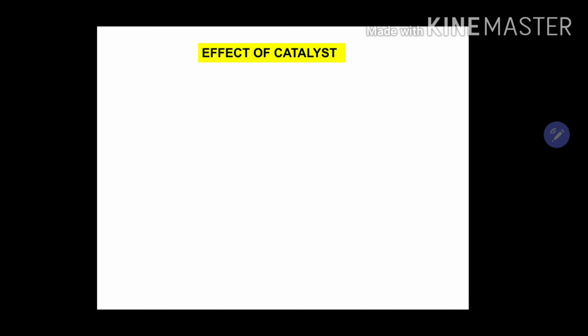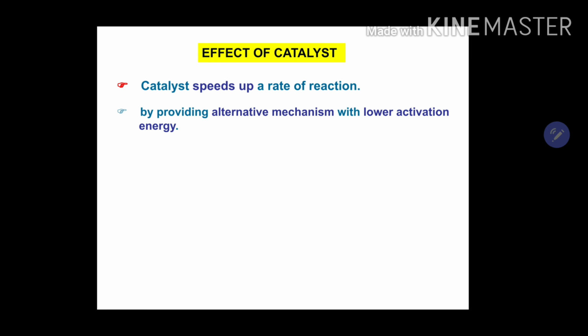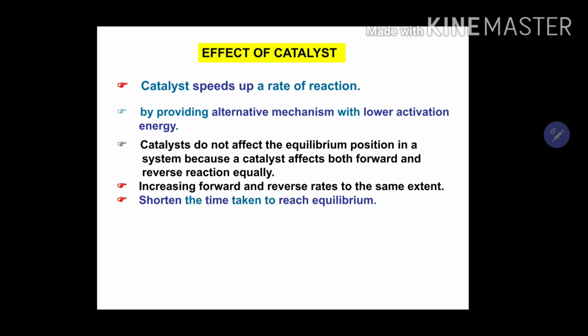The next effect on the equilibrium is the effect of a catalyst. A catalyst is a substance that can speed up the rate of reaction by providing an alternative mechanism with lower activation energy. Catalysts do not affect the equilibrium position in a system because a catalyst affects both the forward and reverse reactions equally. It will increase the forward and reverse rates to the same extent, shortening the time taken to reach equilibrium.